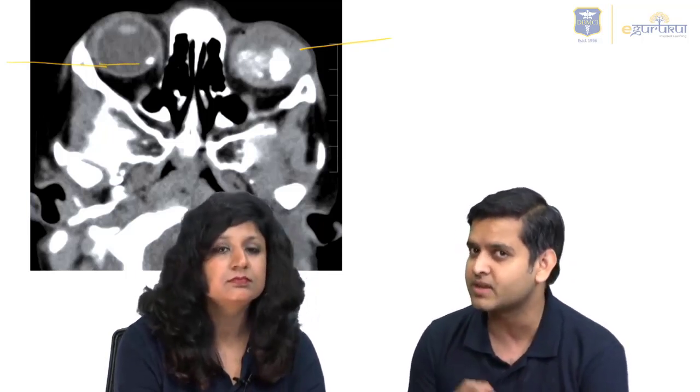Now we know that CT is the most useful imaging investigation to pick up calcification. So this is the CT scan, and as you can see, there is a calcified mass in the left ocular globe, and not just the left ocular globe, you can also see a focus of calcification in the right ocular globe over here. So that means this patient has bilateral retinoblastoma. That's a very, very important point that an ophthalmologist is asking me.